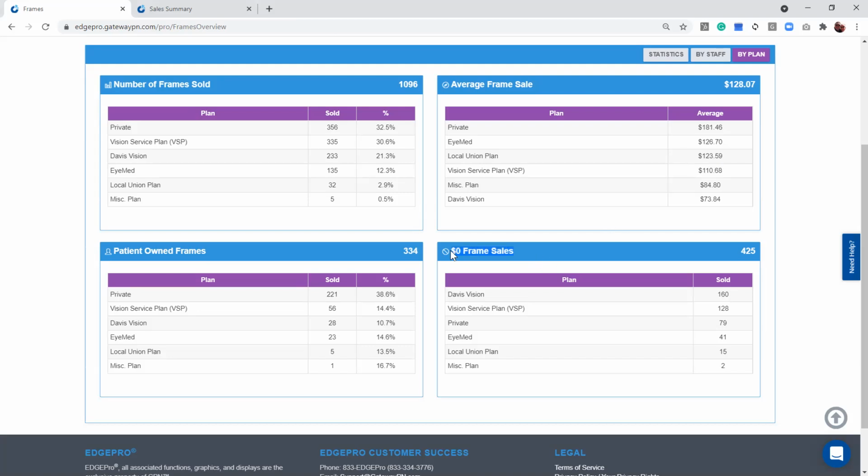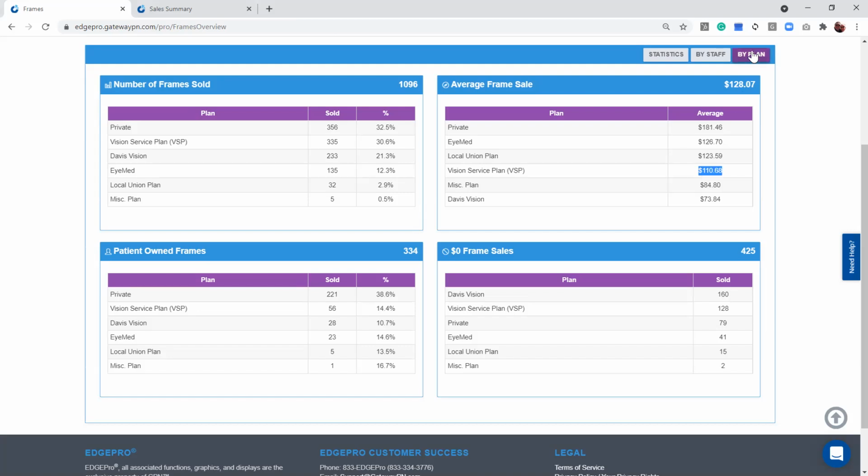And the same exact concept is going to be right here with our $0 frame sales. Now we can see Davis Vision is kind of our highest. And again, this is never going to be zero. We're usually always going to have some. But if we could have, let's say 10 less Davis Vision patients get the covered frame, they choose a frame that's over and above the allowances. If on average they're spending $73, there's $730 in revenue. Same concept with VSP. Again, if we reduce this by about 10, we can increase our revenue by about $1,100.